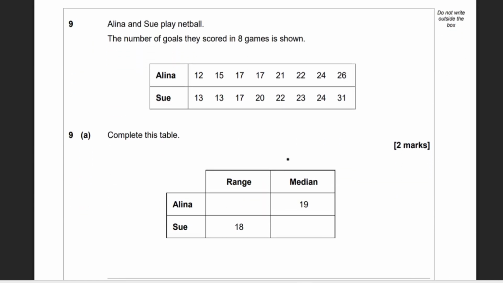All right, we proceed. Alina and Sue play netball. They scored in 8 games. Complete the table. Range is the highest minus the lowest. So the range for Alina is 26 minus 12, and 26 minus 12 gives you 14. And the median for Sue: median means the middle number. It has to be in ascending or descending order.